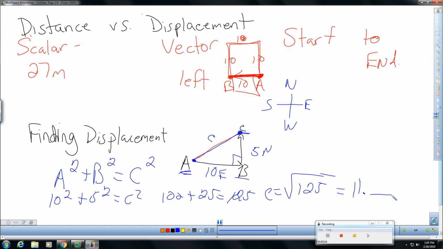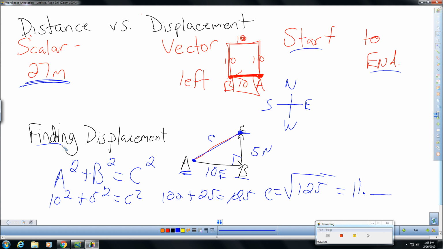So again, when we're talking about distance, we're just talking about how far did we go. That is the total trip that we take. Displacement, we're talking about how far am I from the start to the end. And from there, we may have to do some mathematical calculations. Now we have vectors, displacement.